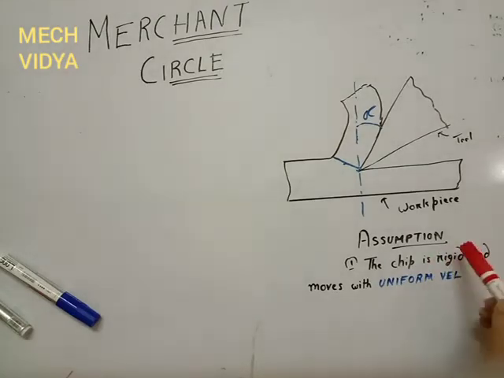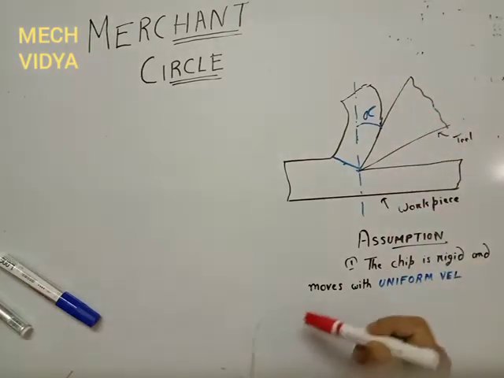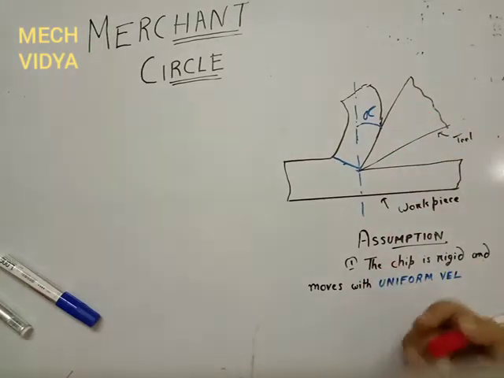What is this assumption? Here we assume that the chip that is coming out during machining is coming out at a uniform velocity or a constant velocity. So what it implies is that whenever a body is moving at a constant velocity, the forces which act on the body are equal and opposite.